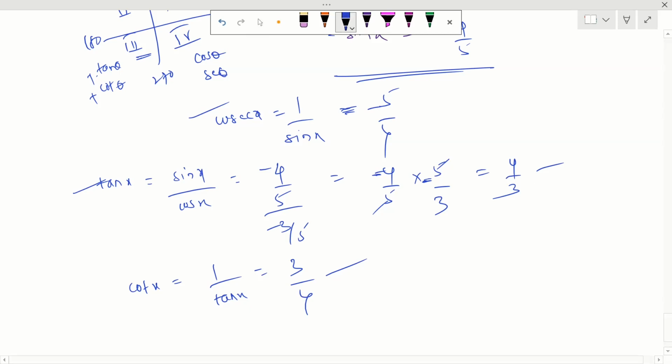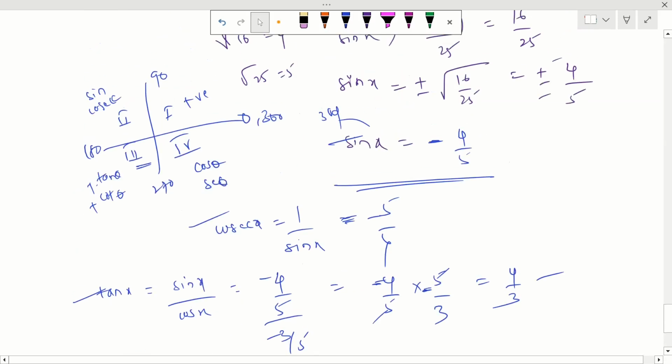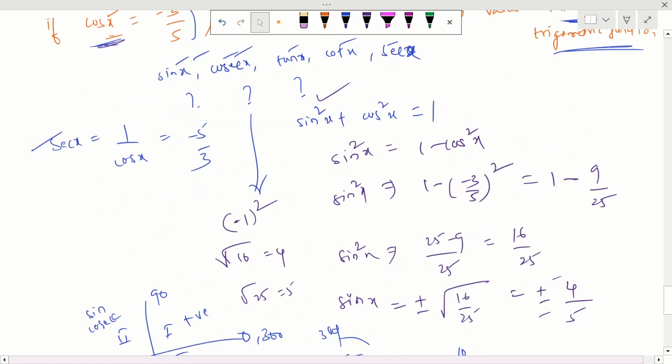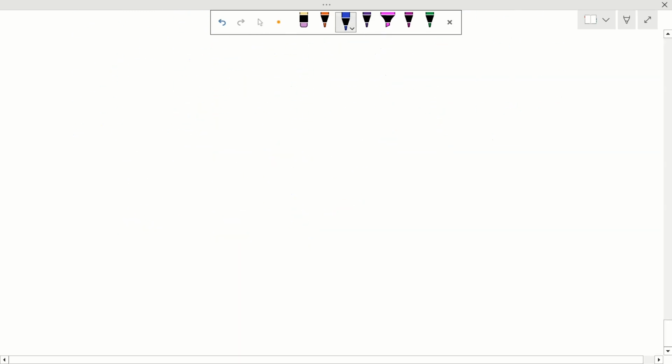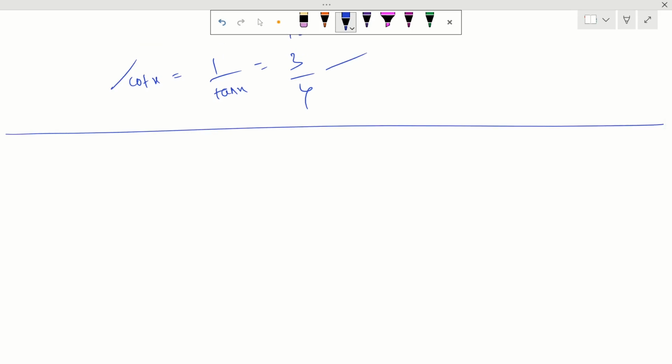Okay, so this is cot, tan 1, 2, and cosecant 3, and sine and secant. All 5 values we have found. Okay, like this we have to find the values. So now come to the second example. You just try with me and you will understand how to find these values.